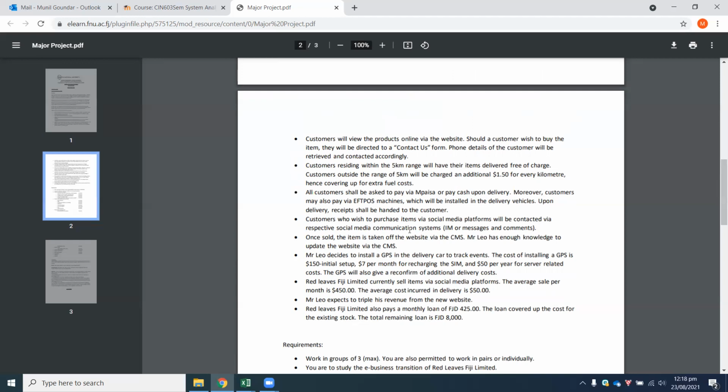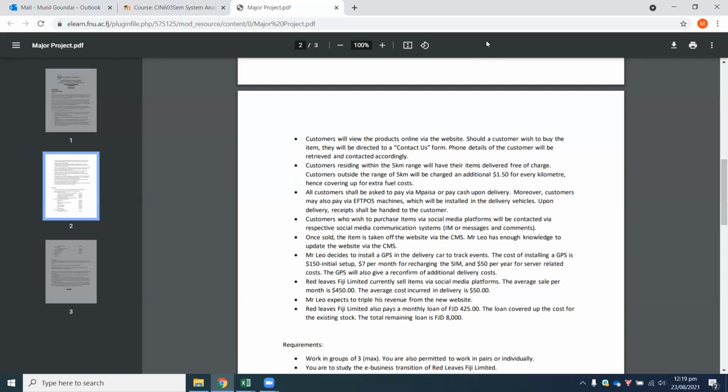CMS is the content management system. Content management system is an easy platform for you to go and edit or update your websites. Mr. Leo has enough knowledge to update the website via the CMS. If you want to know really what CMS looks like and what it actually does, Google it up, and you should be able to understand it more properly.